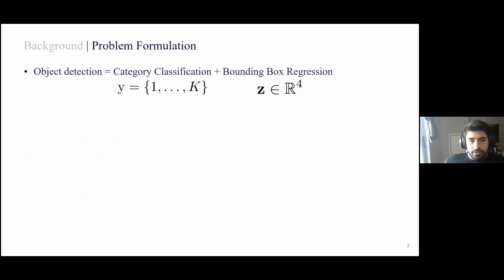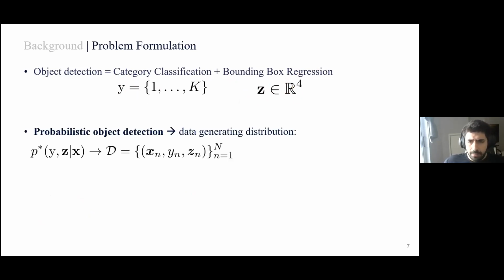So again, object detectors perform category classification and bounding box regression. We will refer to the categories as Y in this presentation and the bounding boxes as Z. We will be working in 2D, so everything is in R^4 in regards to regression. We are provided with a dataset D sampled from a joint conditional data generating distribution, P star. Here, X are input features. So there usually are some learned representations on images or point clouds if you're doing 3D object detection.